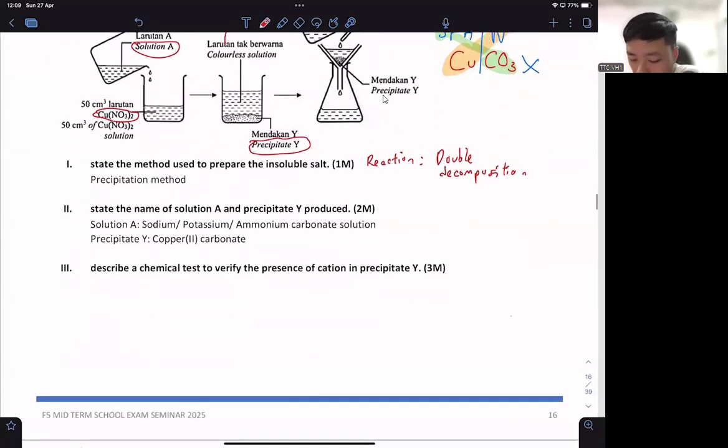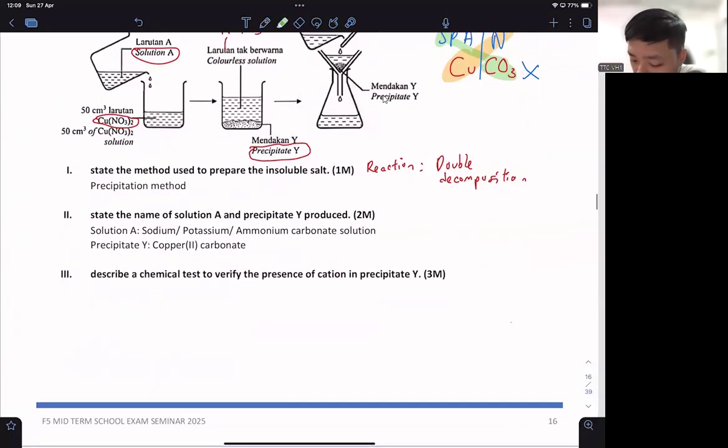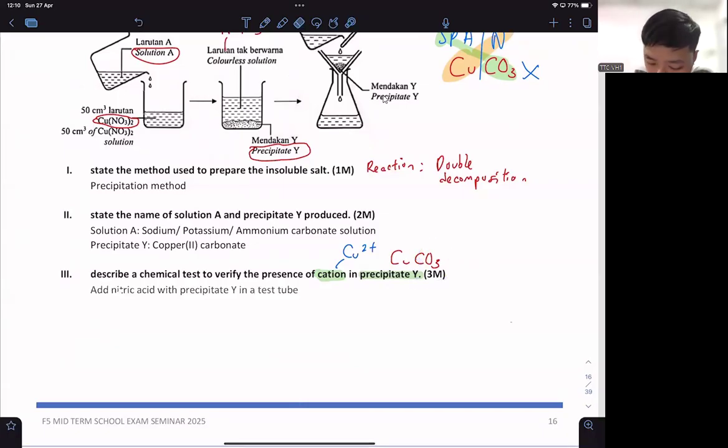Then describe the chemical test to verify the presence of cation. Okay, they ask for cation in precipitate Y. So precipitate Y is the copper 2 carbonate. The cation is the positively charged ion. Remember? Cation is positively charged ion. It means they're talking about Cu2+. If they ask for anion, then the carbonate ion. Now, how to test Cu2+? Remember, to add ammonia.